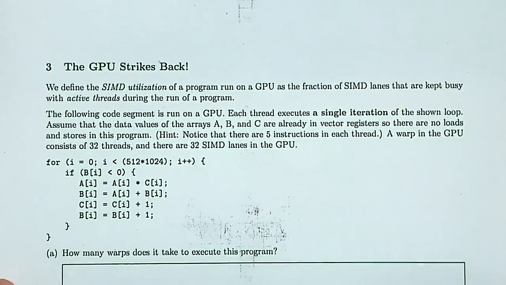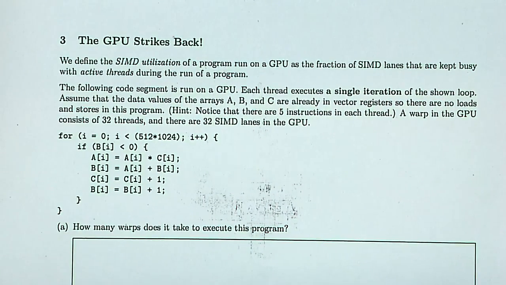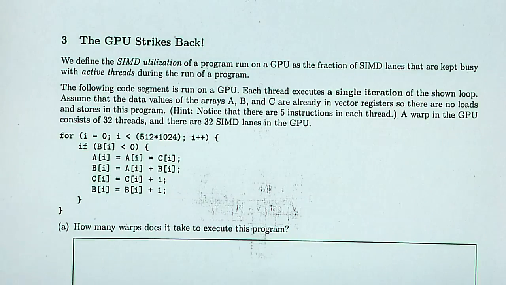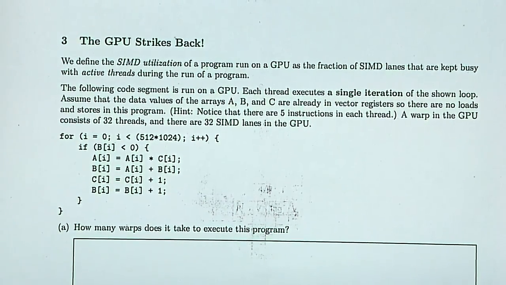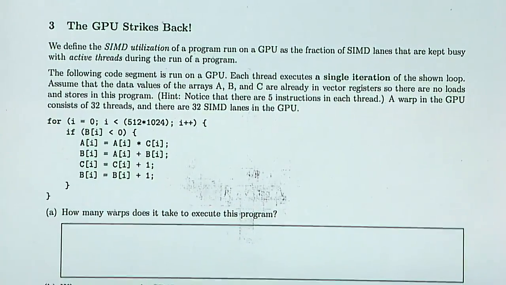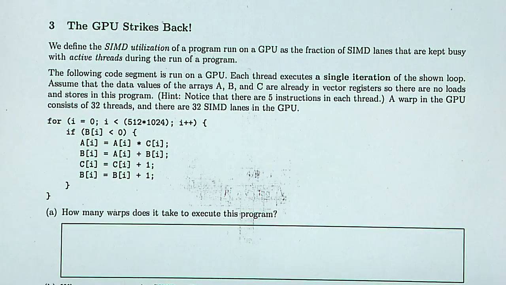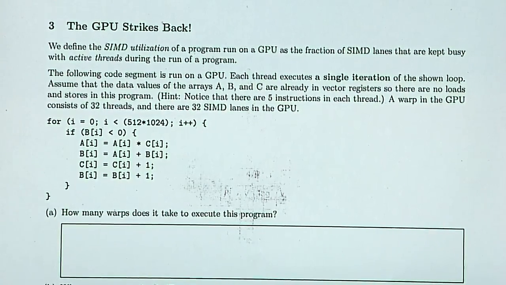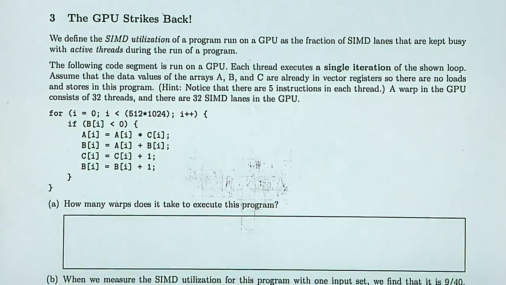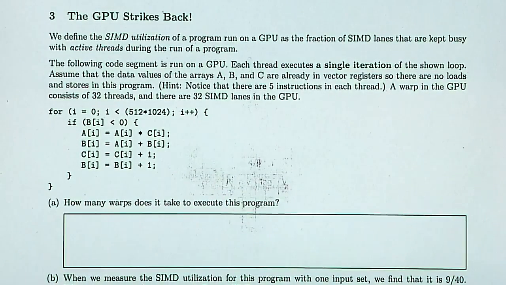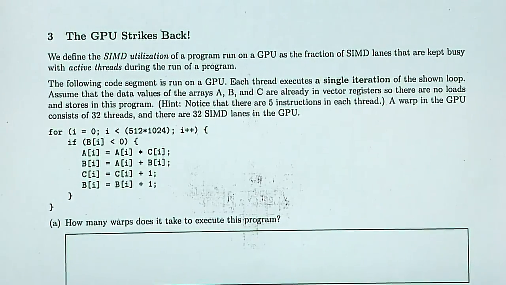Okay, so we'll go right into it. The next question is about GPUs. I think it's a little simpler than the one Onur solved last time in class. This question deals with SIMD utilization. We define SIMD utilization as the fraction of SIMD lanes that are kept busy with active threads while the program's executing. If some of the threads are doing nothing while the other threads are executing, then you don't have 100% utilization. We have this piece of code, and we're saying that it gets executed on a GPU, and every thread in the SIMD operation does one iteration of the loop.